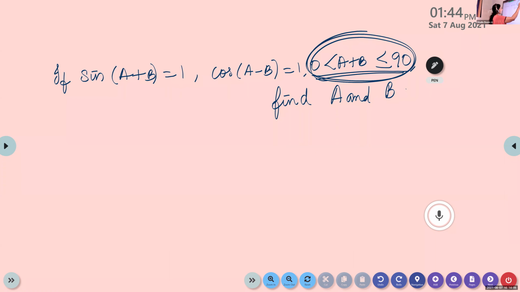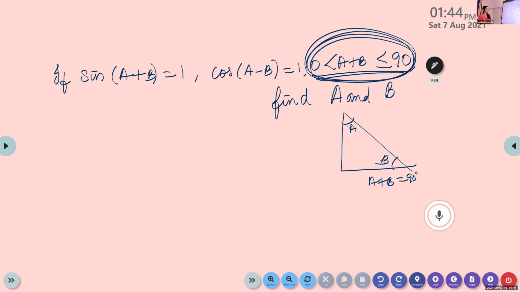Now here, a plus b, look at this. It is given a plus b lies between 0 to 90, isn't it? We have discussed earlier also, whenever we define some trigonometric ratios, a must be acute, b must be acute. When you add these two angles, we should get 90 degrees. You want to find what is a and b. Although these conditions are given, you mainly concentrate on what is given, what to find.